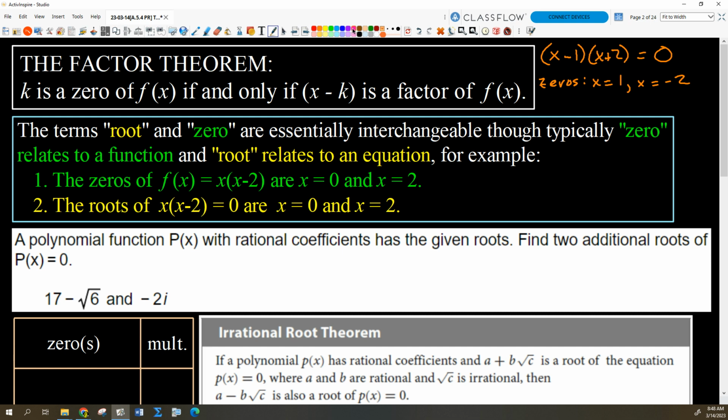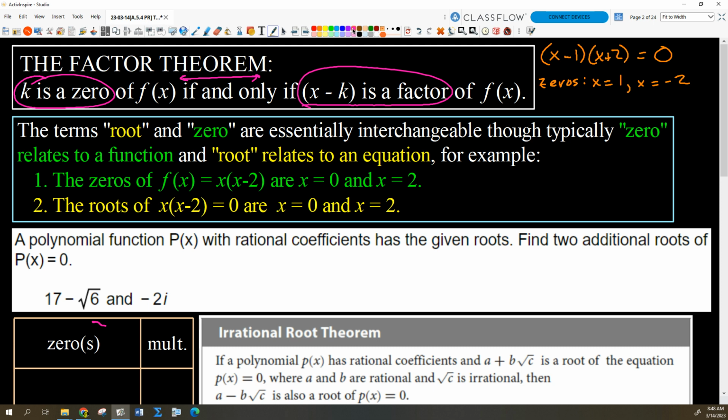The factor theorem says if k is a 0, then x minus k is a factor. And if and only if means it's like an arrow with 2 arrows on it, like a double-sided arrow. It just means you can start on the left and go to the right, or start on the right and go back to the left, right? Those two conditions always go together every time. K is a 0, then x minus k is a factor, okay?